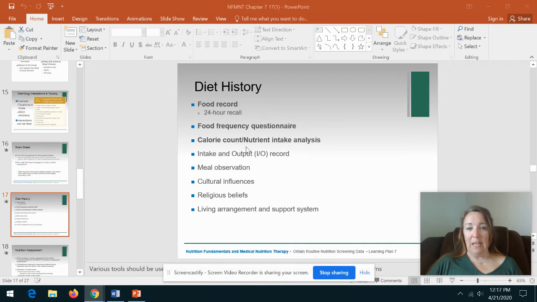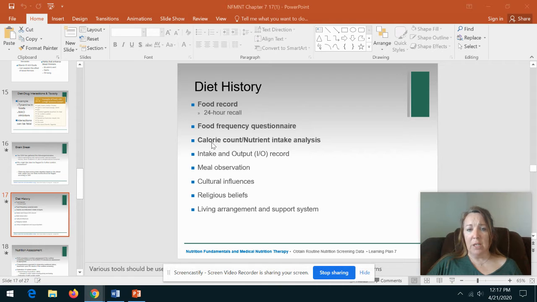Then we would have a calorie count or a nutrient intake analysis. So if any of you are doing a food journaling app like MyFitnessPal, where you're recording your food, you have access then to a nutrient intake analysis where you can see on a daily basis how many calories you've had, how much vitamin D, how much fat, how much saturated fat through that app.